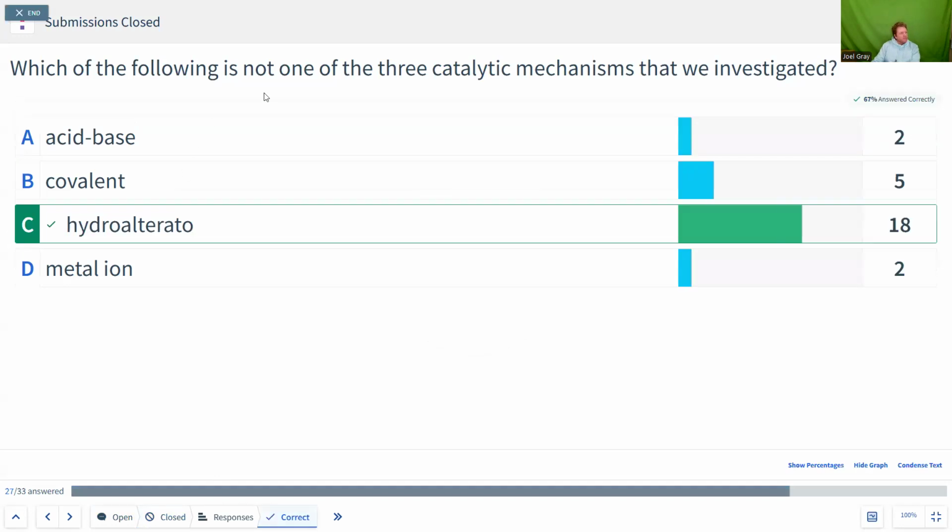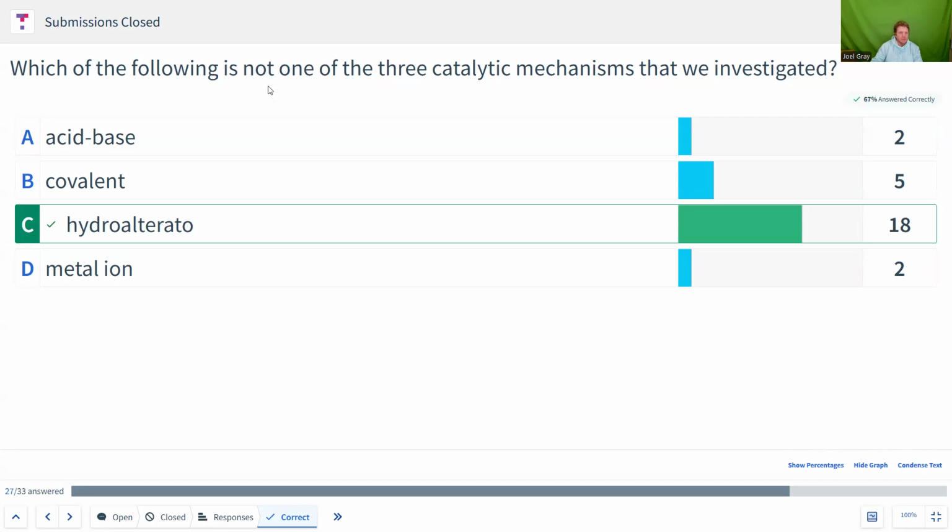The one that we did not investigate was alterado. That's not a real word. I made that one up. We talked about acid-base catalysis, and our example for that was RNase A. Covalent catalysis, we talked about the enzyme lysozyme. And then metal ion catalysis, we talked about the enzyme carbonic anhydrase.